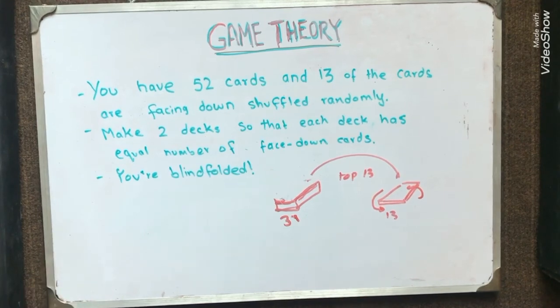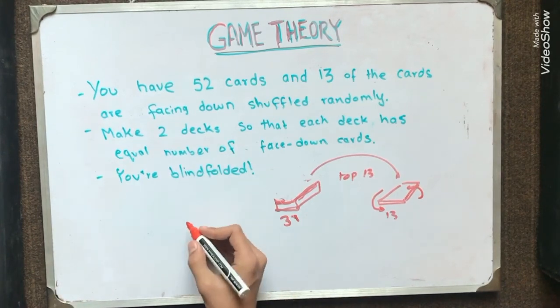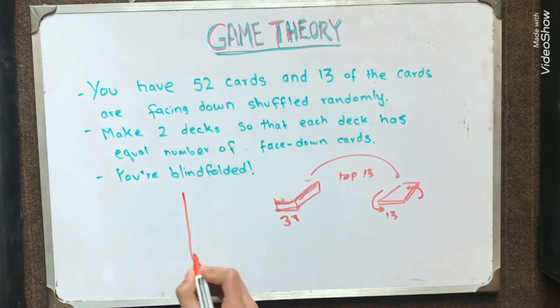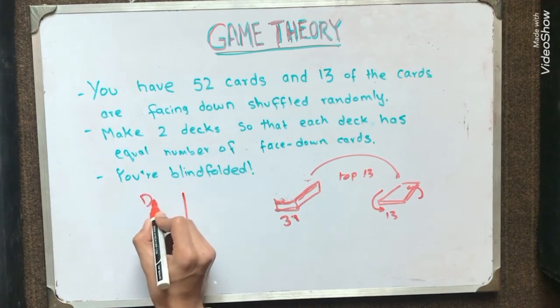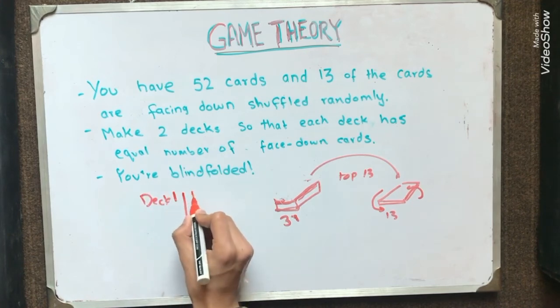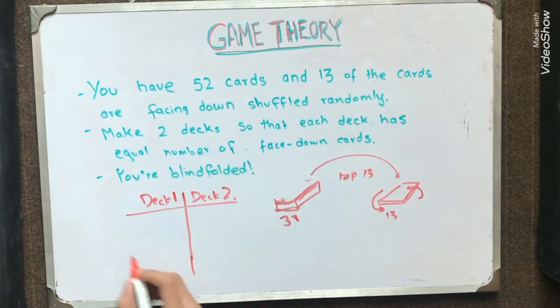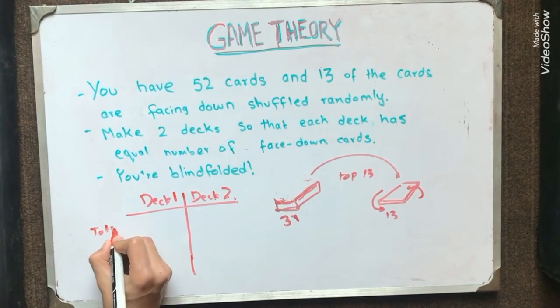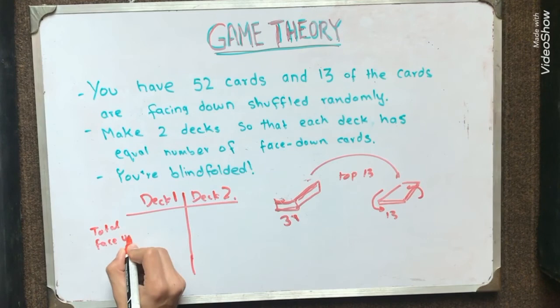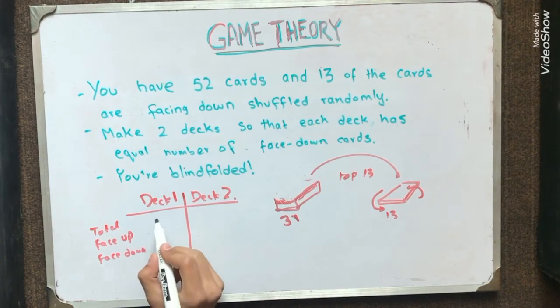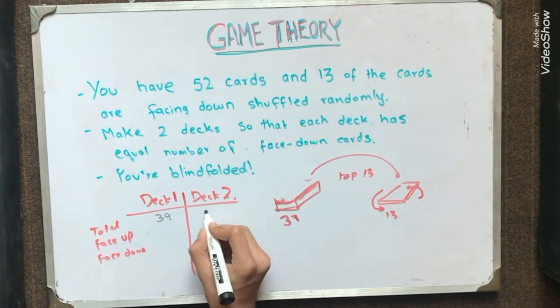But let me actually solve this mathematically for you, for those who are interested in the mathematics or calculations. You've got to make a table. You write deck 1 here and deck 2 here, and make some rows. First of all, I'm going to write total, face up, face down, and just write down the data for the status of the cards. So the total cards in deck 1 is 39. In deck 2 it is 13.